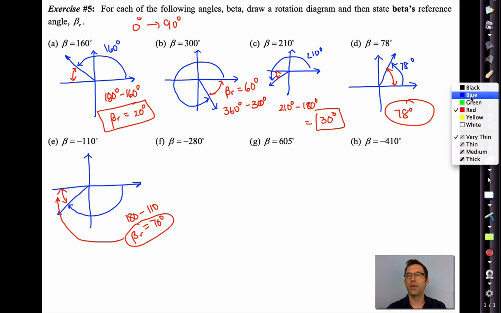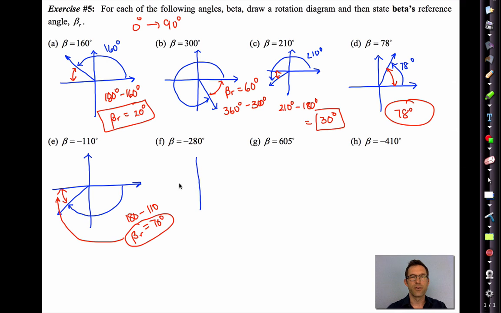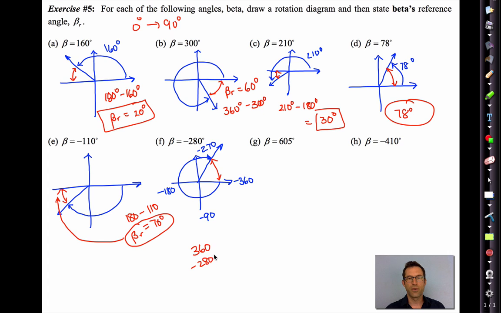All right, let's do negative 280. I really have to learn how to draw these a little bit smaller. Let's see, negative 280 is just into the first quadrant. Now think about that for a second. Just into the first quadrant because this would be negative 90, this would be negative 180, this would be negative 270, and this would be negative 360, right? My reference angle in red is going to be this. Now again, easily done by just doing 360 minus 280 gives me a reference angle of 80 degrees.